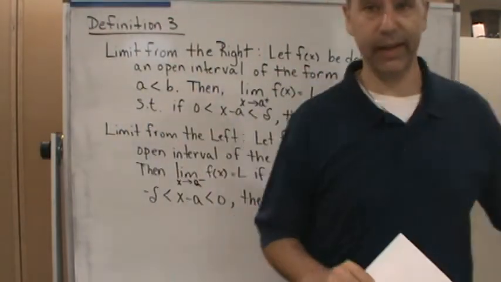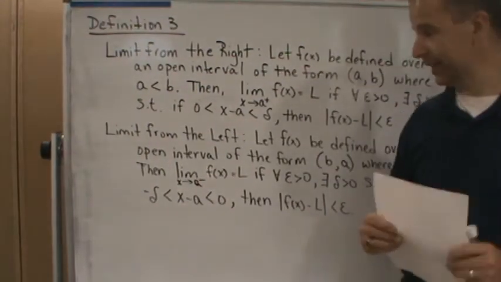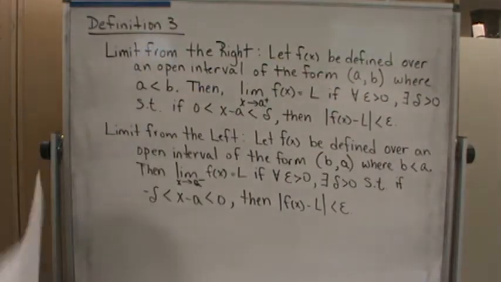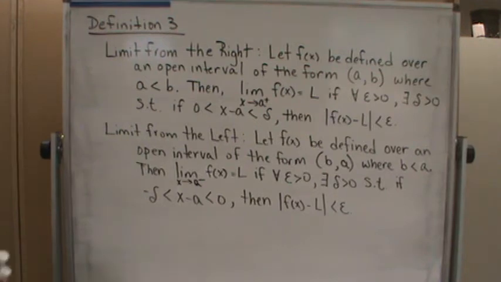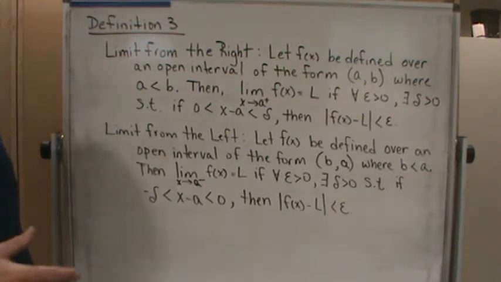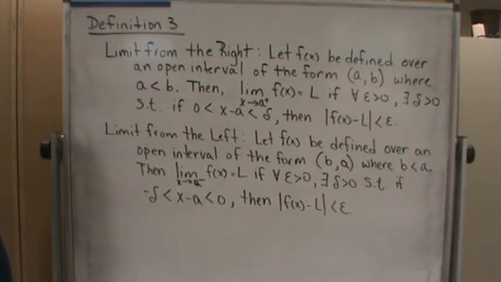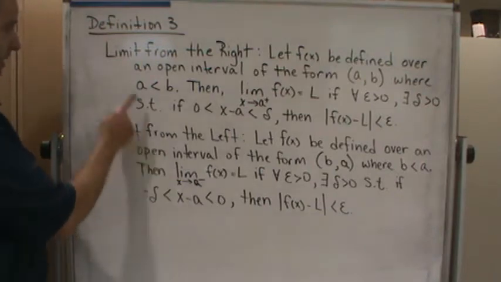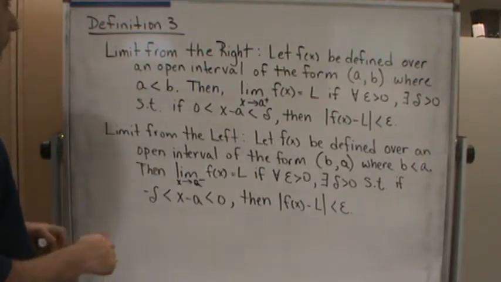Okay, so welcome back, and now we're going to talk about one-sided limits again. But this time we're going to be more precise. So we're going to introduce the epsilon delta definition for dealing with limits from the left and limits from the right. So let's read. It says limits from the right, okay?